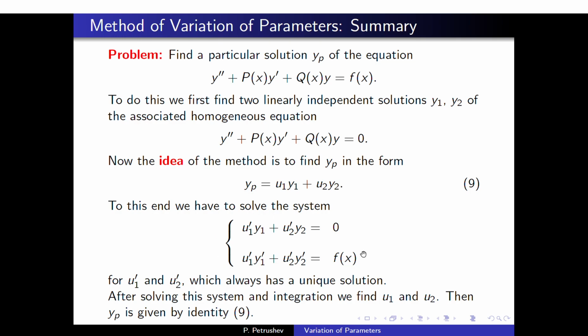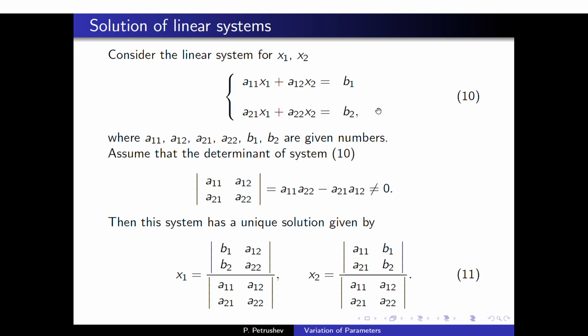In every case, when we apply the method of variation of parameters, we have to solve a linear system like this. So I'm going to recall quickly how we solve linear systems like this in general. So here is a linear system, two linear equations in two unknowns, x1 and x2. The numbers a11, a12, and so on, b1, b2 are given. We know these numbers. I assume that the determinant of the system is different from 0, and then from what we did in class, we know that this system has a unique solution that is given by these two formulas.